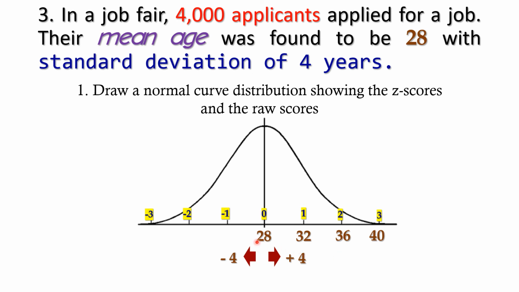Now, let's proceed to the raw scores on the left side of the curve. So from 28, we subtract 4. So 28 minus 4, that is 24.